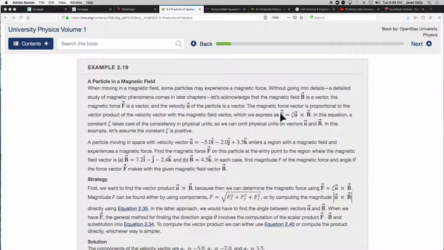so in this case, the force on a charge in a magnetic field is equal to this constant. Now, this constant is called, I want to say this one is Xi.